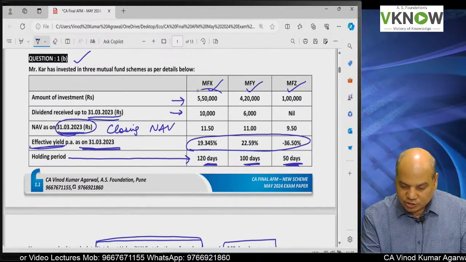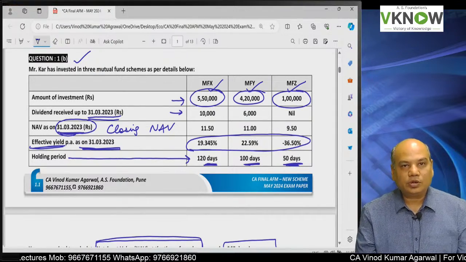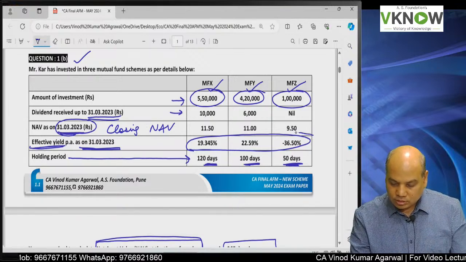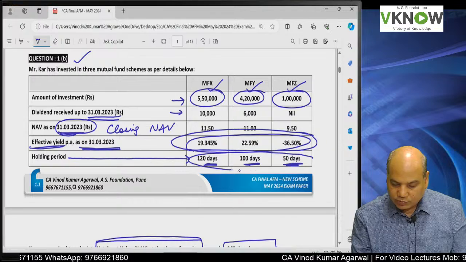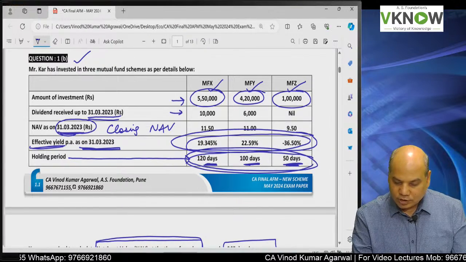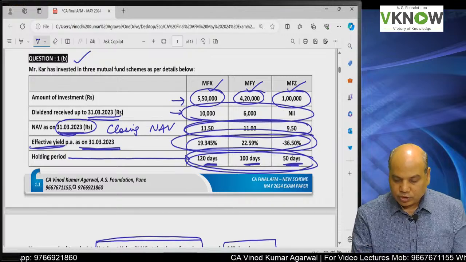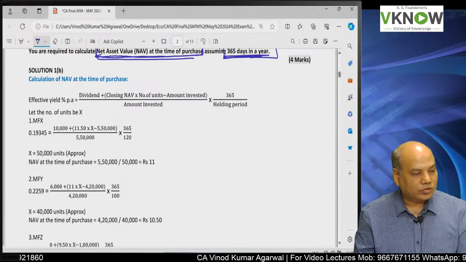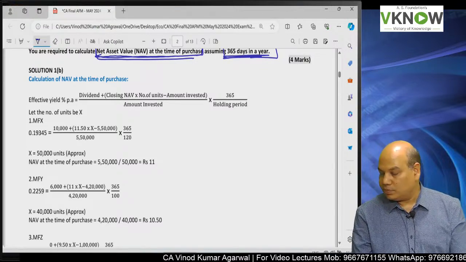So we have purchased this investment amount, but we don't know what was the NAV on the date of purchase. To help you, they have given you effective yield, they have given you holding period, they have given you closing NAV, they have given you dividend. So what I'll do, I will first write an equation and solve this equation. Based on this equation, you will be able to get the answer.